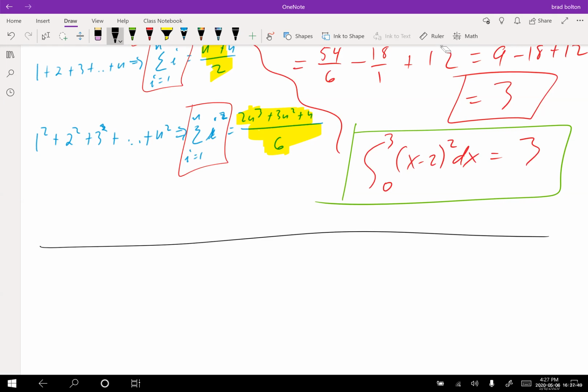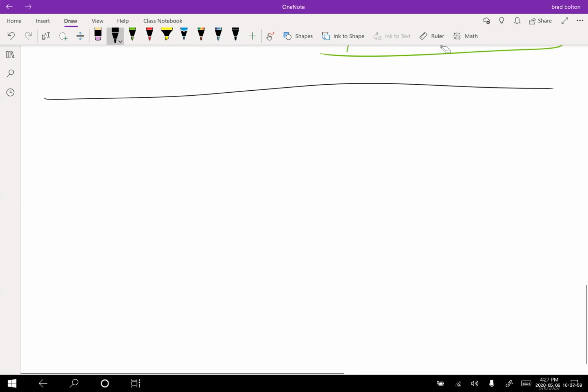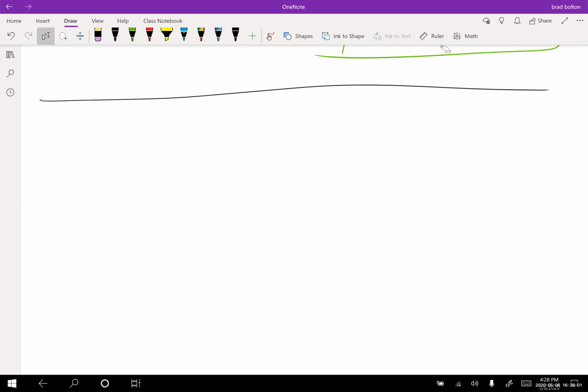Well, I think I'm going to let the homework kind of do this, but basically you can use symmetry and the idea of symmetry. So what if somebody asked you to integrate from -3 to 3 of the square root of 9 minus x squared dx, okay?